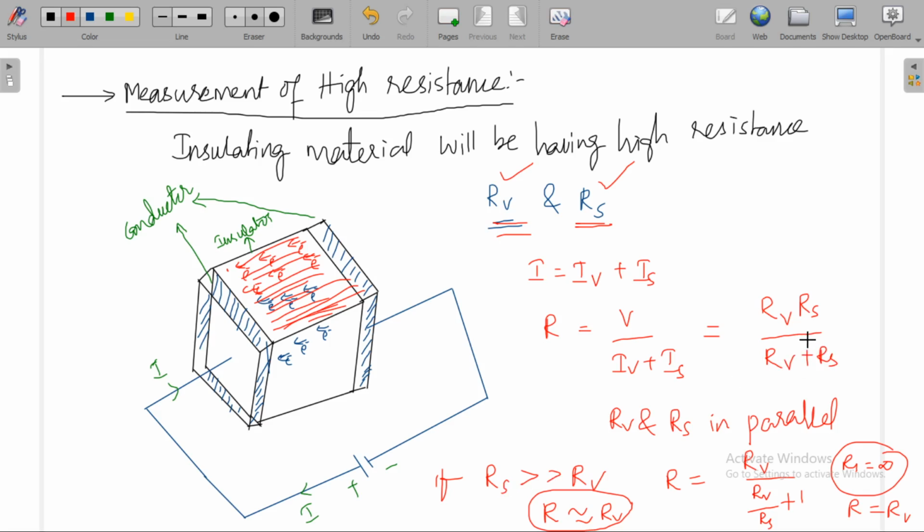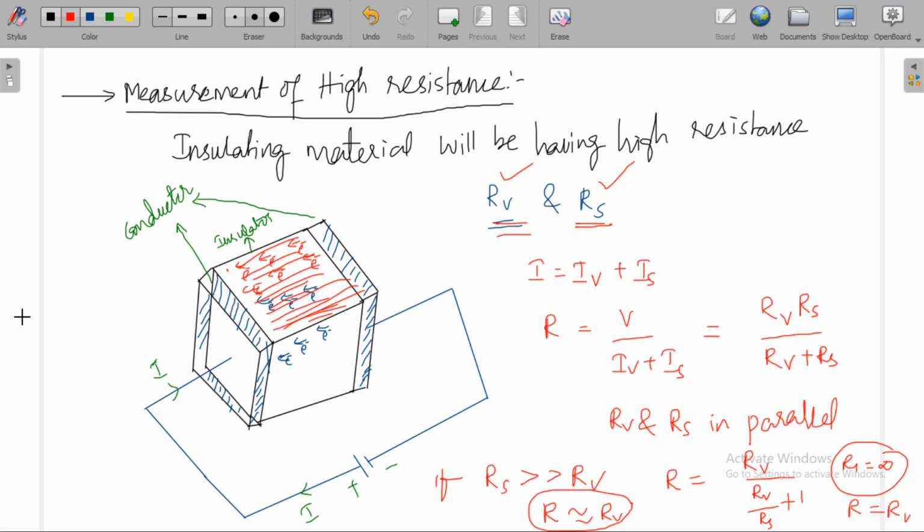If it is 0, then R will be nearly equal to Rv. So if Rs is far greater than Rv, R will be nearly equal to Rv. If Rs is equal to infinity, then R will be equal to Rv. Normally we consider Rs is equal to infinity. In practical case, Rs is far greater than Rv.